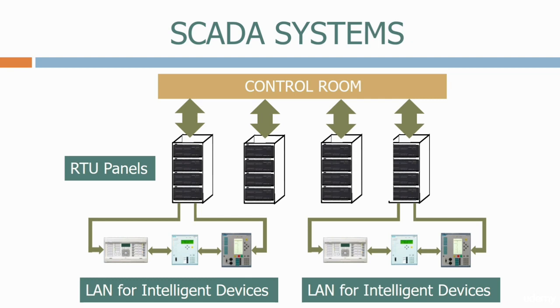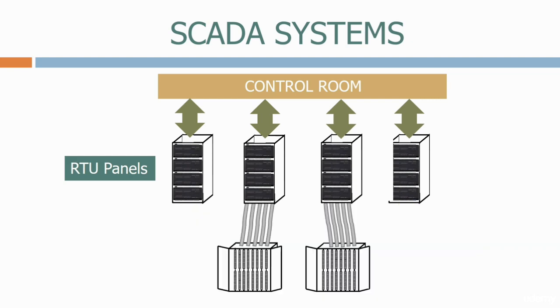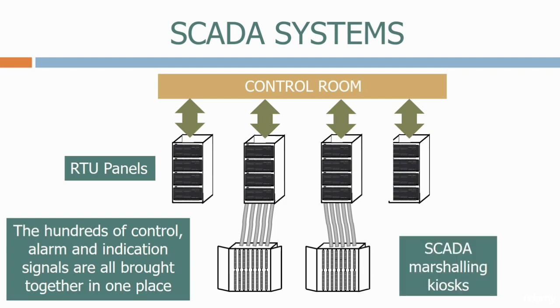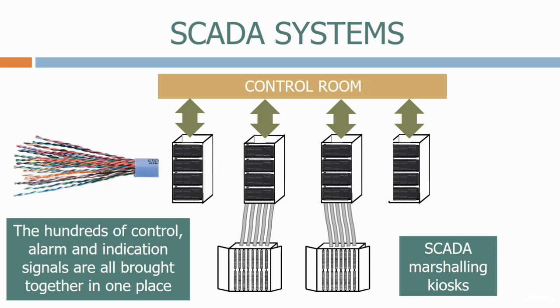As well as the local area networks, we also have hardwired signals. The hundreds of control, alarm, and indication signals are all brought together in one place. These are cabinets full of terminals and are called SCADA marshalling kiosks. To connect the SCADA marshalling kiosk to the RTU panels, we use multi-pair cables. In these multi-pair cables, each wire has its unique colour.